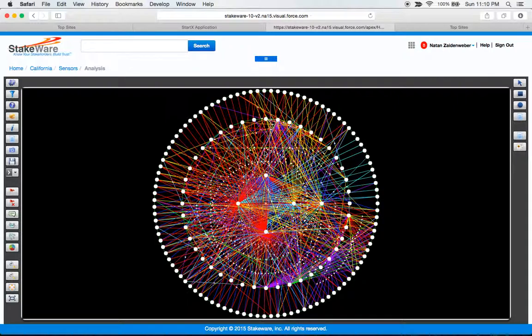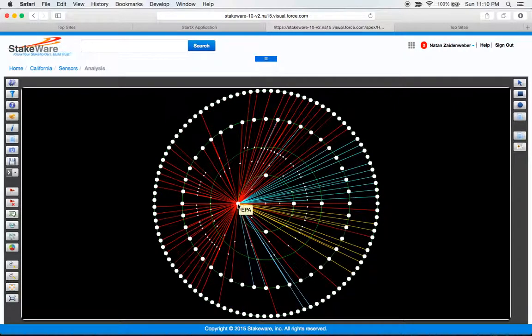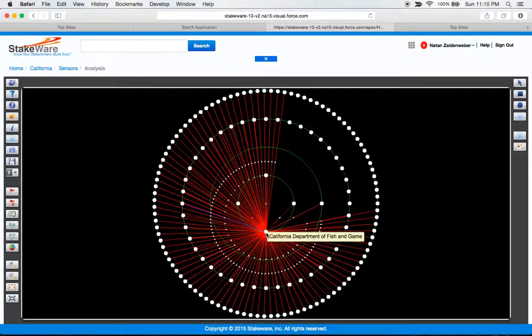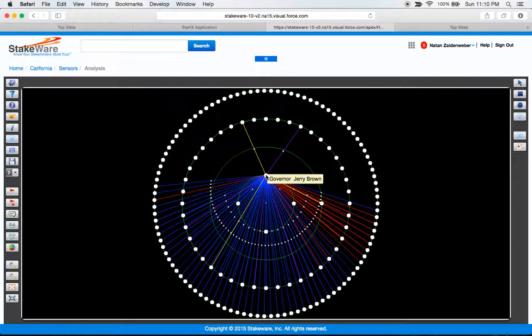So in this case, we're looking at a network of influence, and the four most influential stakeholders in this scenario are the EPA, Governor Jerry Brown, and the California Department of Fish and Game. Now, as you can see, this is a simulation of a network of influence, and the different lines represent the type of influence that's been measured. This could be interpreted as strong political influence, strong financial influence, etc.